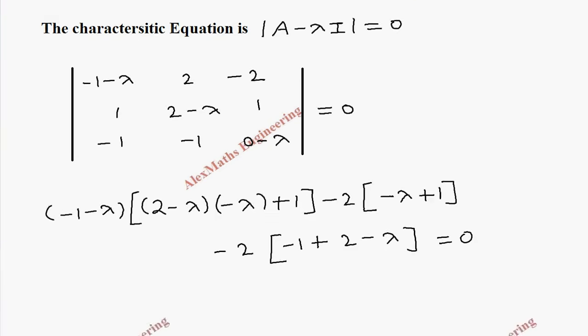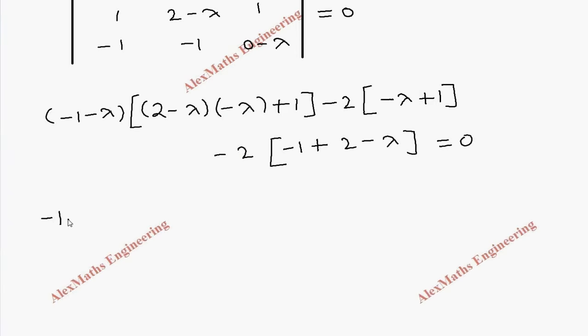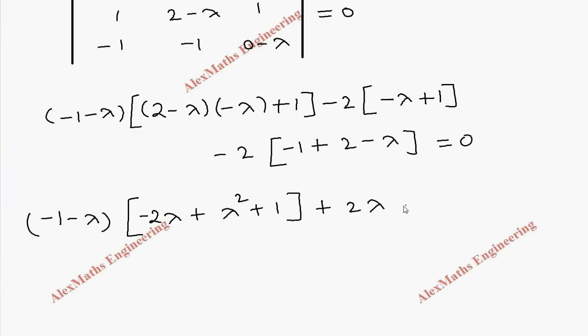equal to 0. We are going to simplify further. So this is minus 1 minus lambda. Then we have minus lambda, we have to multiply. So minus 2 lambda plus lambda square plus 1. If we multiply minus 2 inside, plus 2 lambda minus 2. And these two combined, we get 1. We have to multiply with minus 2. So minus 2, then plus 2 lambda equal to 0.